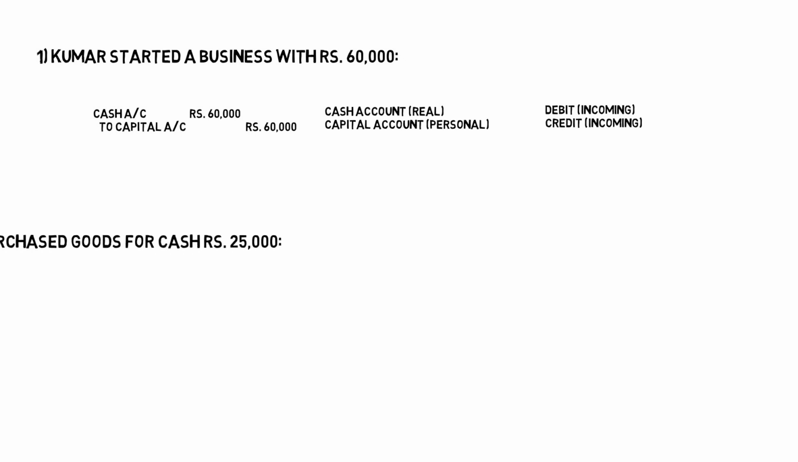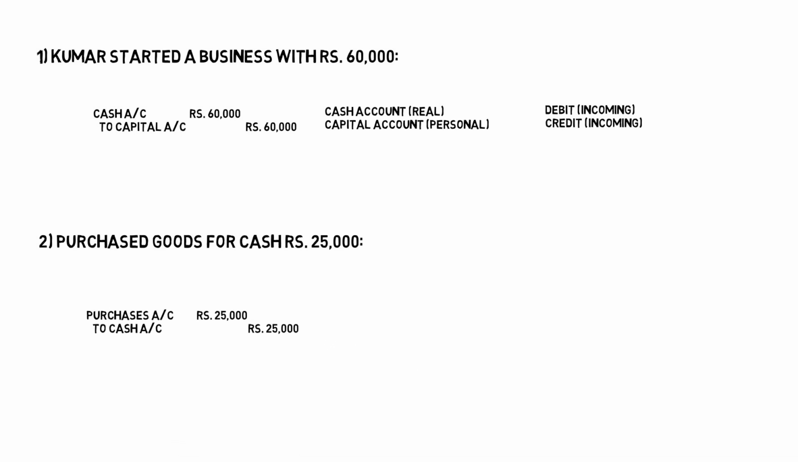And then you have the second item, which is purchased goods for cash of rupees 25,000. So the journal entry for this is purchases account rupees 25,000 to cash account rupees 25,000. So you have paid cash of rupees 25,000 and you have purchased probably some goods that you will be using in the business. Purchases account is a real account because purchase is part of an asset in the business, and cash account is an asset that is declining in the business.